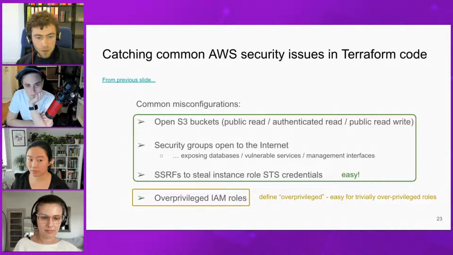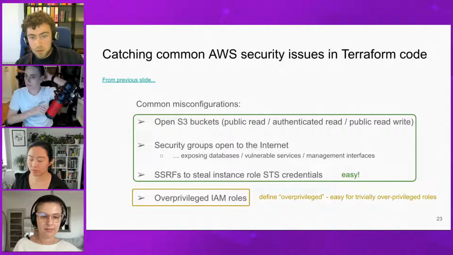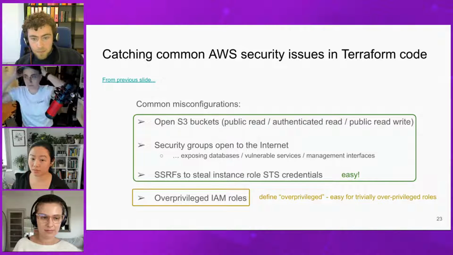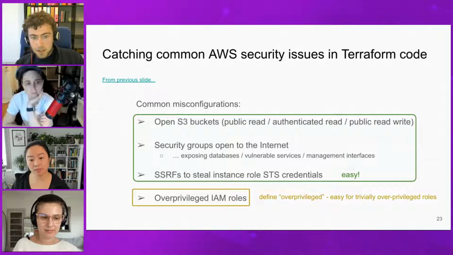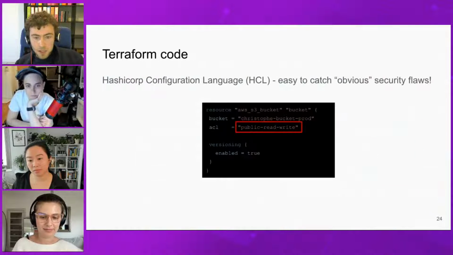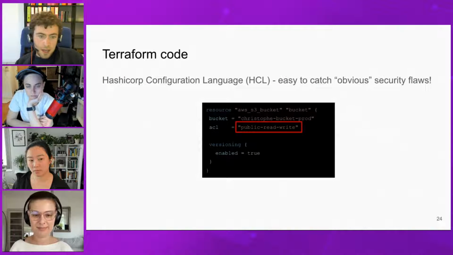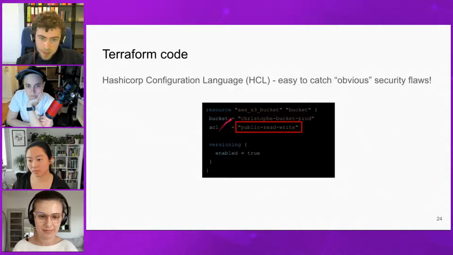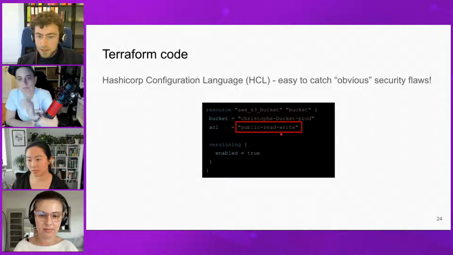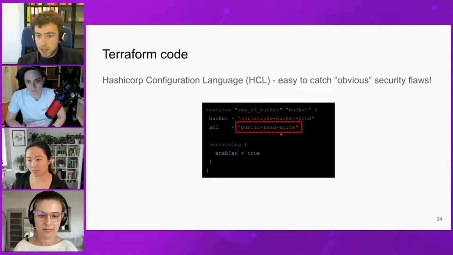So if we go back to our first slide, we discussed some common misconfigurations that do get people breached. And actually, if we look at how this is translated in Terraform code, most of the time, it can be very easy to spot. In this example, we have an S3 bucket, and we are going to define the ACL on it to be public read-write. Obviously, this is pretty easy to catch. If you are using grep or anything that supports matching strings, it's pretty easy to see that this is a security issue.